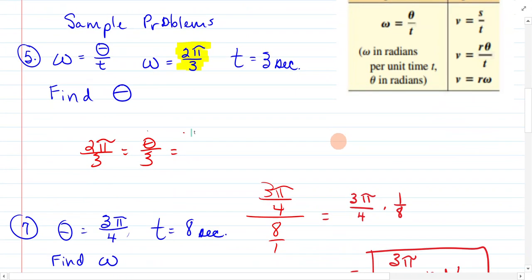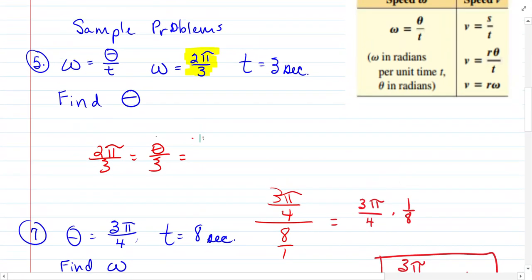So some of the sample problems, usually they've given you the formula and then they give you W and T and say find theta. So plug in what you're given. W goes on this side and it's theta over 3. And so what could we do? If you have a proportion, you can cross multiply. So you would have 6 pi equals 3 theta. Theta equals 6 pi over 3, which equals 2 pi.